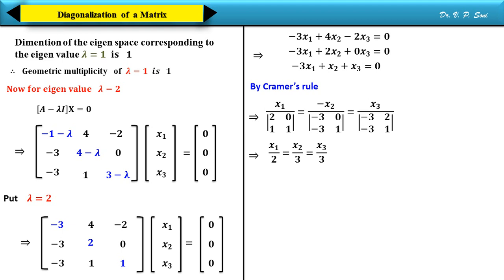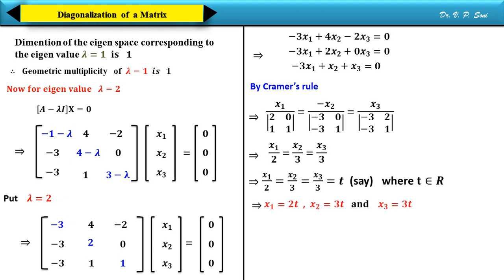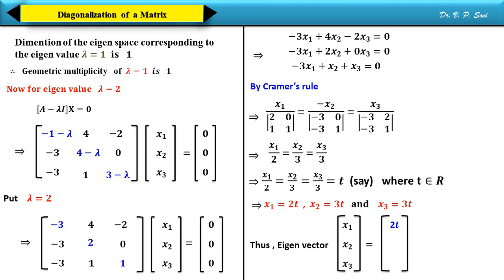Say it is t. Then we get x1 equal to 2t, x2 equal to 3t and x3 equal to 3t. Thus eigenvector (x1, x2, x3) equal to the vector (2t, 3t, 3t). Take t as a common factor, then we get t times the vector (2, 3, 3).